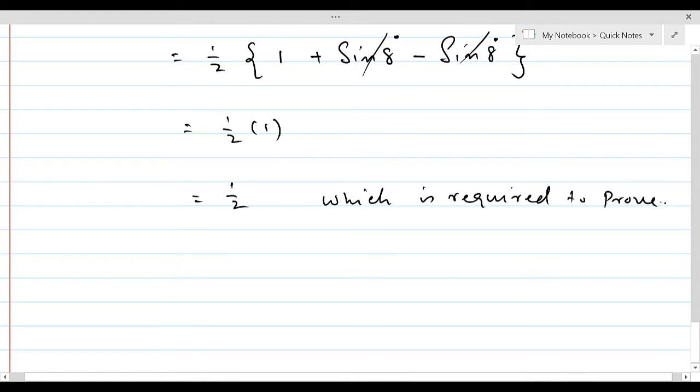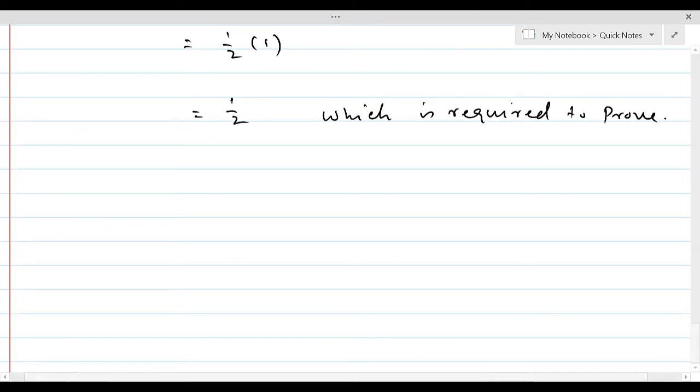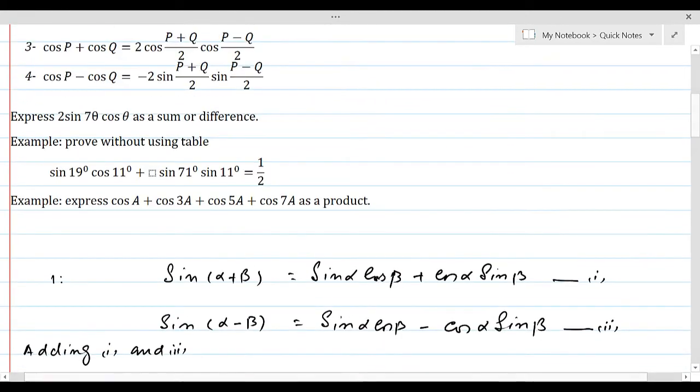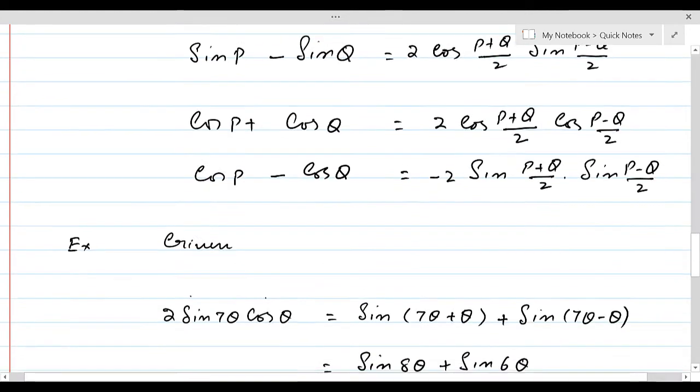And now the next question is that we are going to prove cos A plus cos 3A plus cos 5A plus cos 7A. We are going to express this sum as a product. So let's do this.